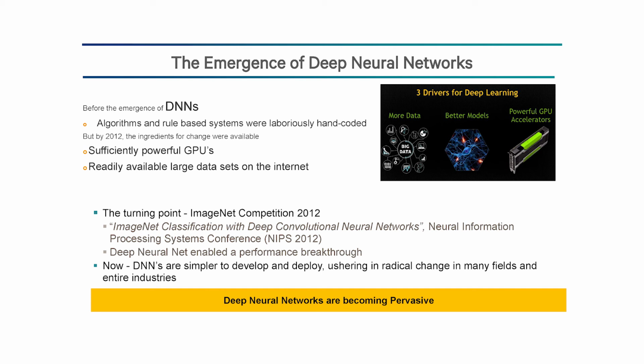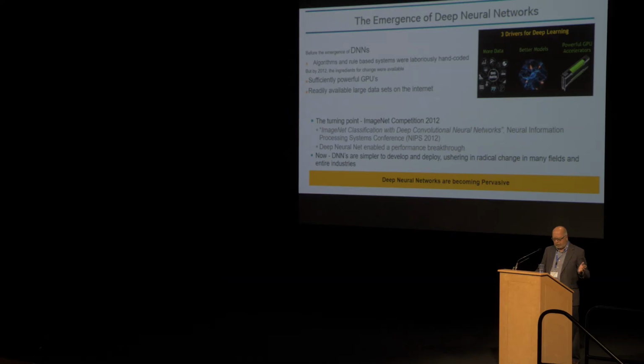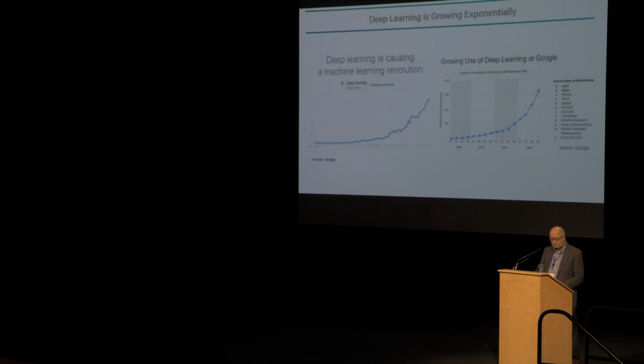And the real turning point was the ImageNet competition of 2012. And there was a paper at NIPS that year. And that started this whole deep learning revolution going on. And now everybody talks about it. And deep neural networks are becoming quite pervasive.